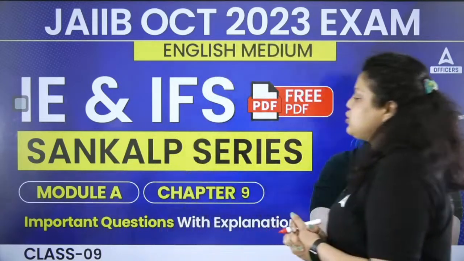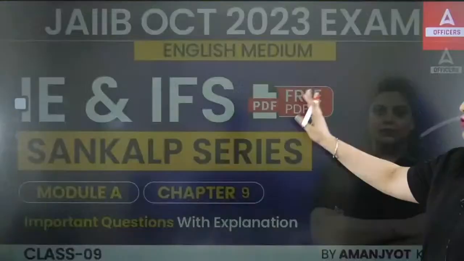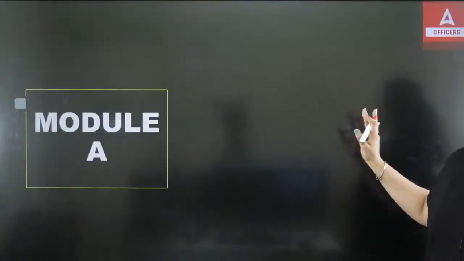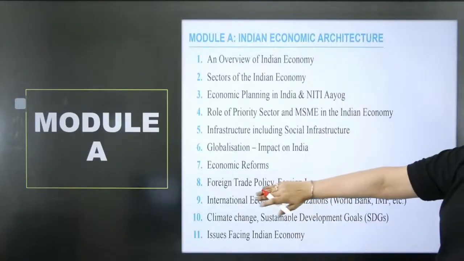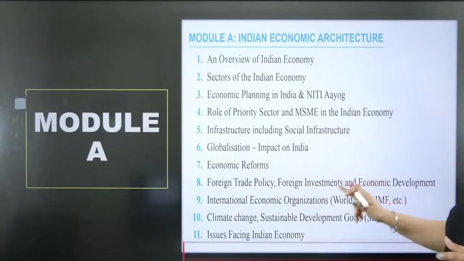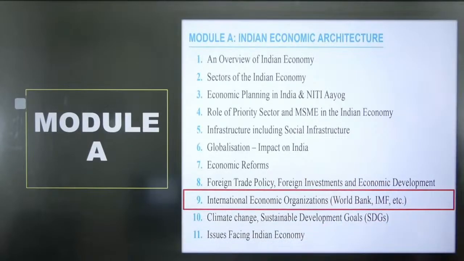So let's start the session here, and this is our module A, chapter 9. As you know, in the Indian Economy and Indian Financial System, module A covers 11 units. How many units are there? 11, out of which we have discussed 8 already. Now we are going to discuss the 9th chapter, that is International Economic Organization, World Bank, IMF, etc.